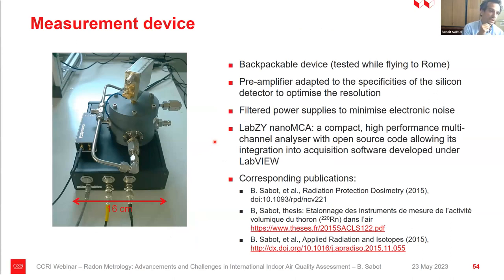The important part was to make sure we have good electronics to have the best resolution we can with the silicon detector. So that's why we made our own preamplifier, our own power supply to make sure we don't have any noise, or at least that we know how it's working and we know how to fix a problem immediately. And a standard electronics to gather alpha spectrum.